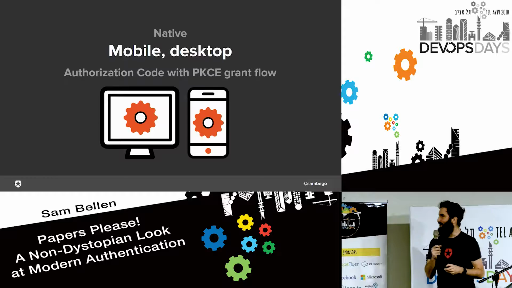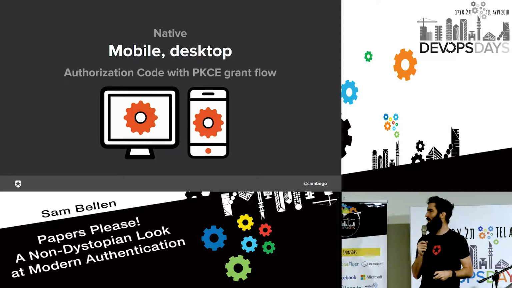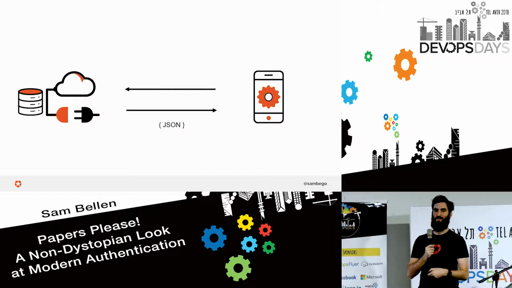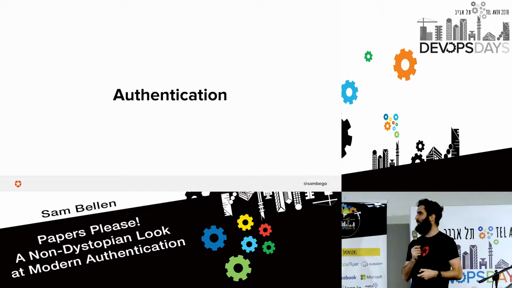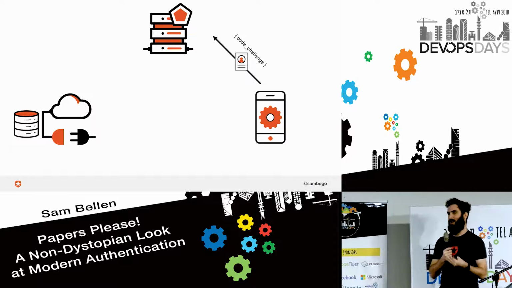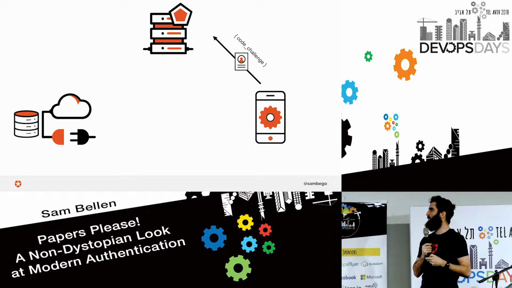And the last one is native mobile and desktop, which uses the authorization code with the PKCE grant flow, which looks a bit like this. Your mobile app wants data, you give it data, same as any other flow. But when you want to authenticate, your app is going to send a code challenge, which is usually a hash of a secret stored inside the app, to your authorization server, and it gives back a code.